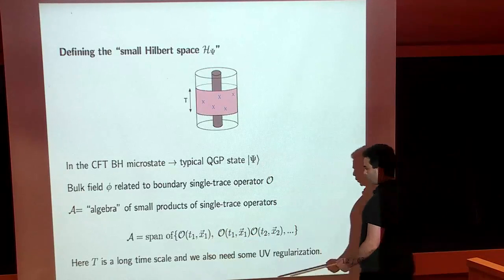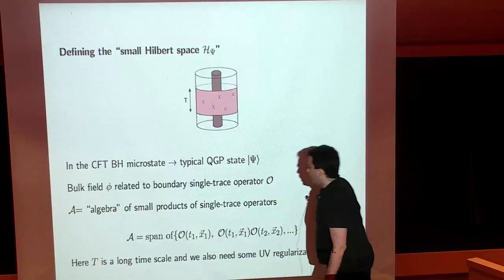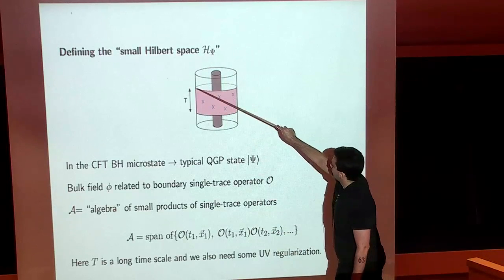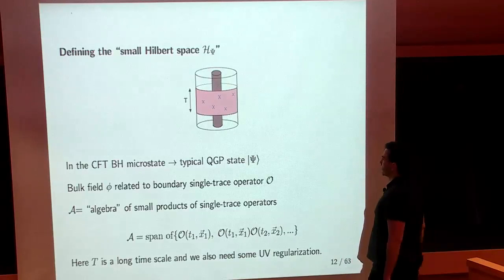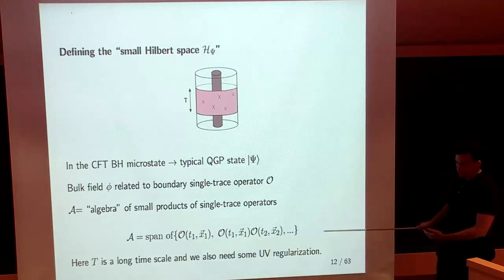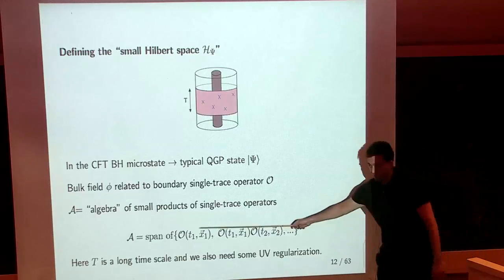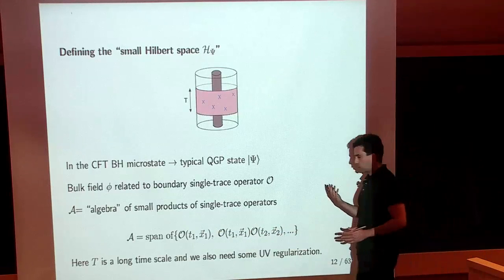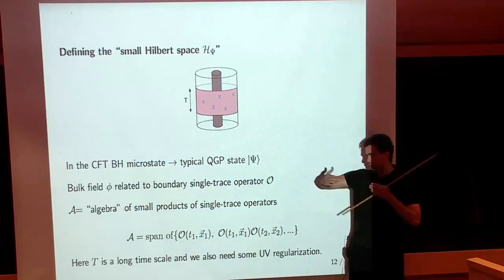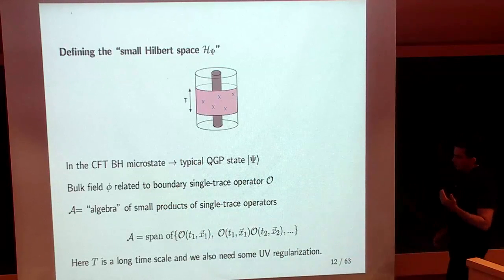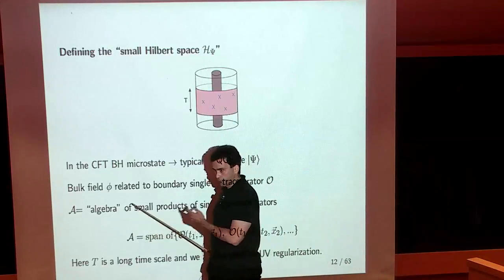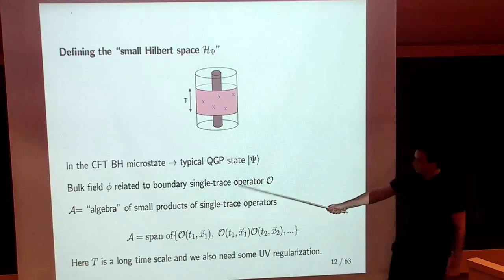So I define this object, this small algebra A, which is defined by inserting the single trace operators within a time band which is not too long. And I introduce some kind of cutoff in the number of operators that I multiply together. So this has to be regulated. So it's not strictly speaking an algebra, because you cannot arbitrarily multiply single trace operators. But the results of what I'm going to say do not depend sensitively on this cutoff. So from now on, I will refer to this as an algebra.